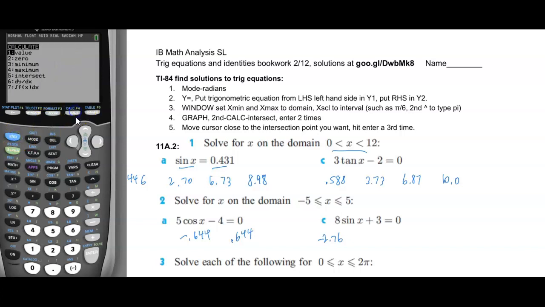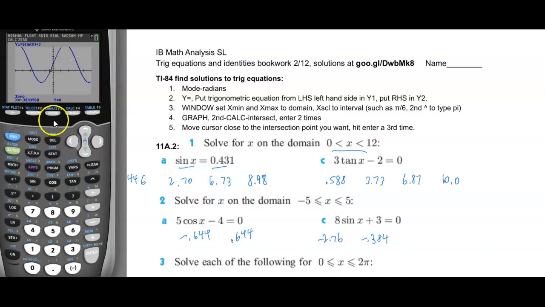Let's do the next one, second calc 0. So I'm going to have to move the left boundary kind of close to the next x-intercept. Then I move it to the right, hit enter again, and then I hit enter for guess, and it's negative 0.384. And then I'm going to find this one over here.